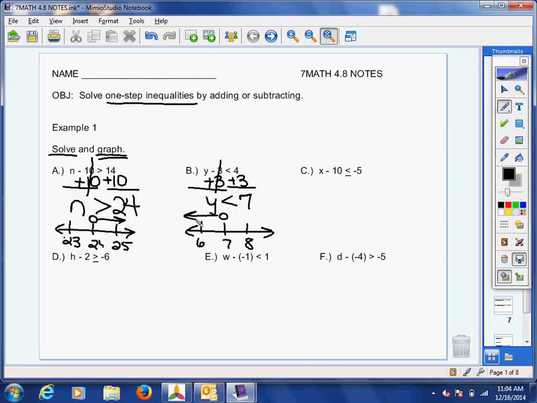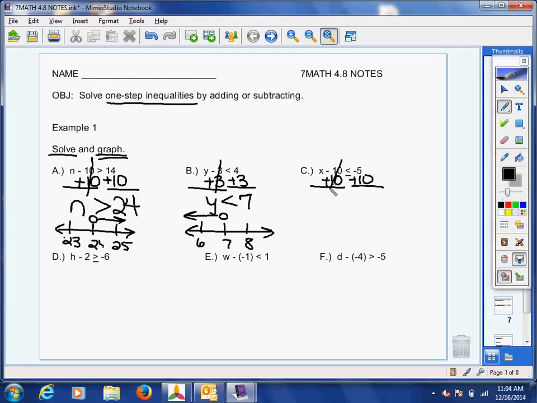So let's look at C. We've got x minus 10 is less than or equal to negative 5. So here's our first problem with an equal to sign in there. It's not a big deal. We'll just drop it down. How do I get x by itself? So let's add 10 to each side.